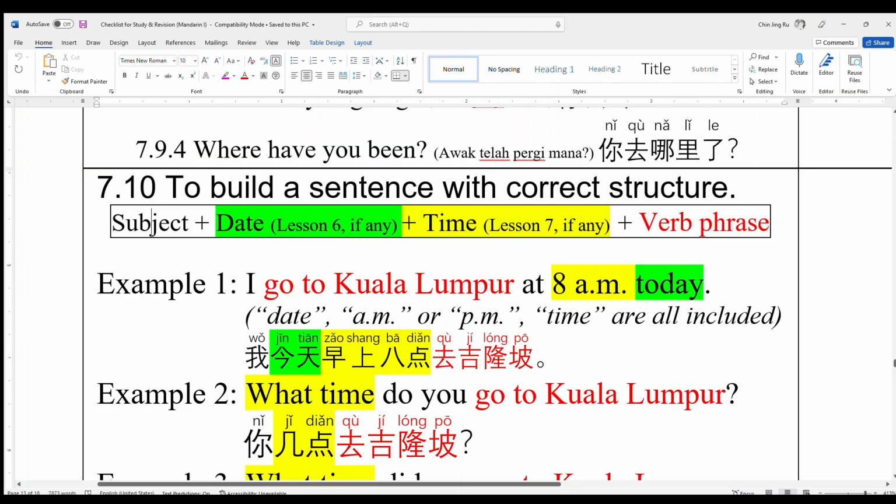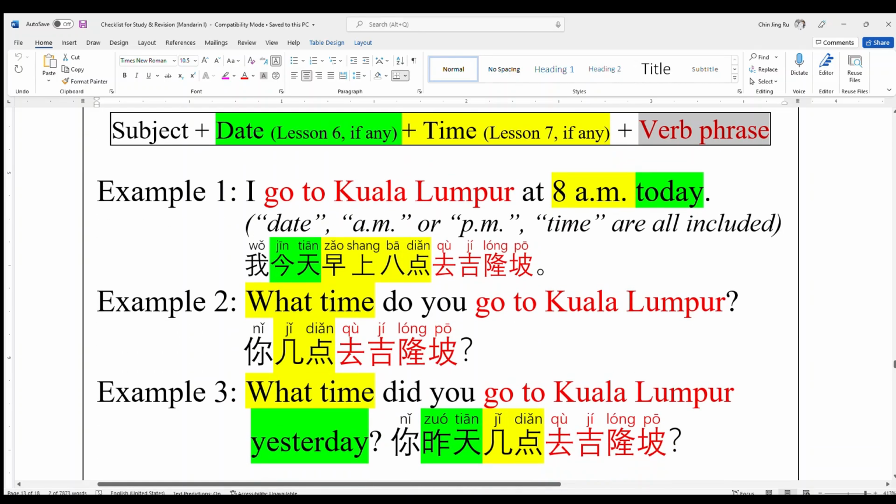Formula, you see. You always start your sentence with a subject, as I mentioned before. Then after that, if you want to mention the date or time, you put it here accordingly. We start with the date first, because the date is a bigger unit, followed by the time, a smaller unit. Then, as I said before, the verb phrase, the verb, action or activity, should always be put at the end of a Mandarin sentence. So this is the correct structure.